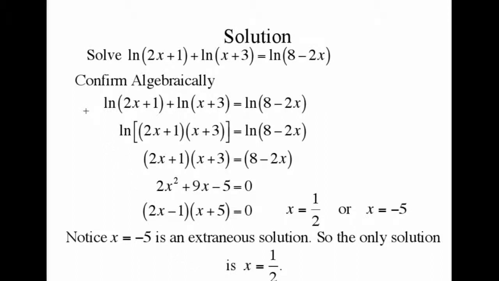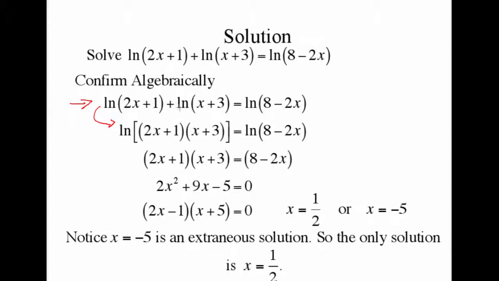So what we do is, here's our starting equation, and the first thing we're going to do is our goal is to get to where we have one natural log on each side of the equation. If we can get to that point, then we can use our one-to-one property. But to go from here to here, we have to know how to do that.